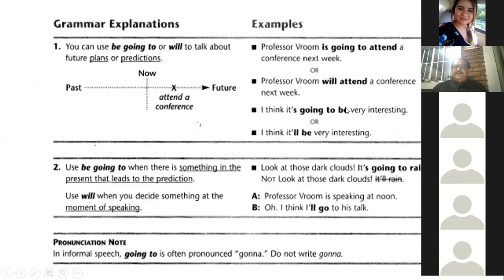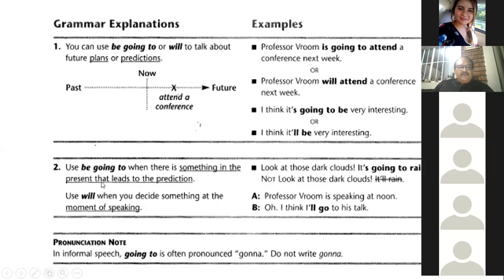Here. Okay, Laura, can you please read this part here? You can use be going to or will to talk about future plans or predictions. Now the examples. Okay. Professor Broom is going to attend a conference next week. Professor Broom will attend a conference next week. I think it's going to be very interesting. I think it will be very interesting. Okay, good.